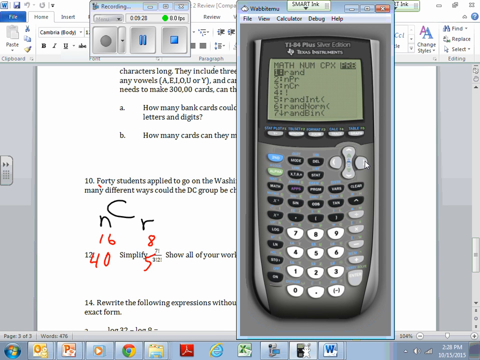What happens next? We hit PRB. That's 4. Oh, factorial. Oh, good. You can either arrow down to 4 if you're that kind of person, or if you want, just hit the number 4, you're there, and now you hit enter under math.